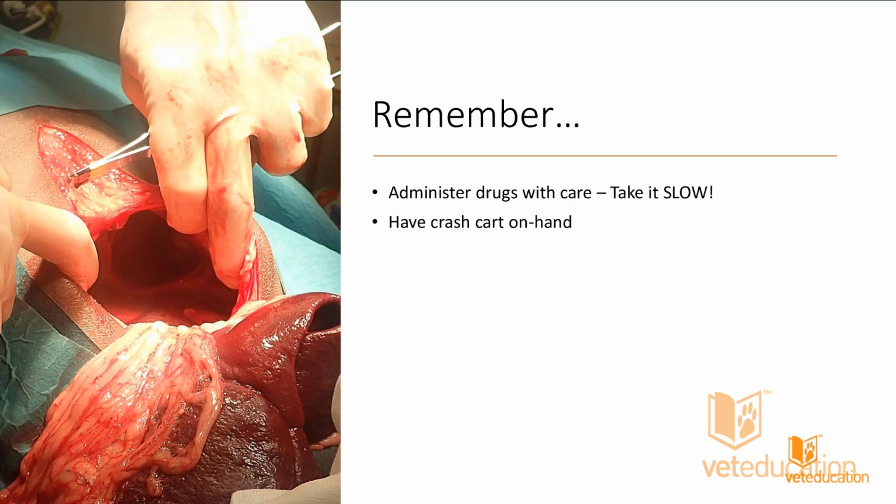Then when you administer your drugs, take care. First rule is take it really slow, okay? Unless you've got a patient who requires immediate anesthesia for airway access, okay? Take it really, really slow.